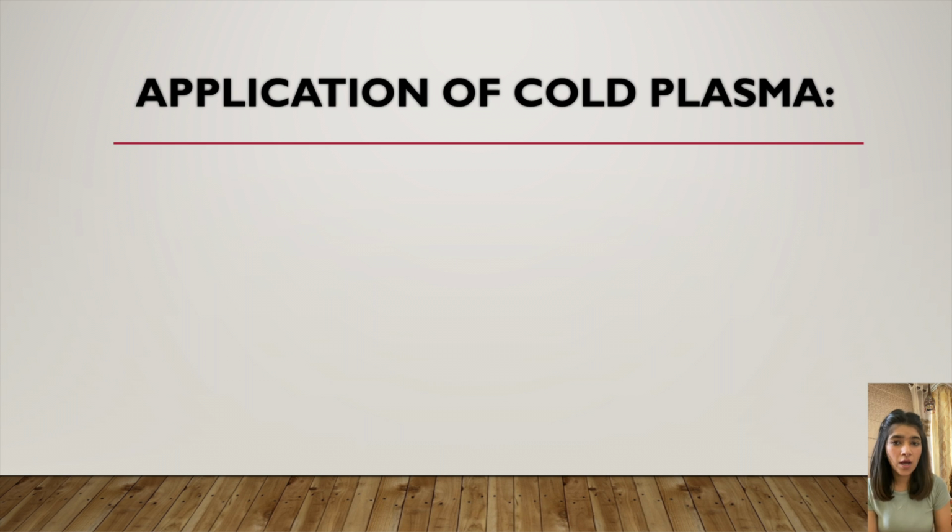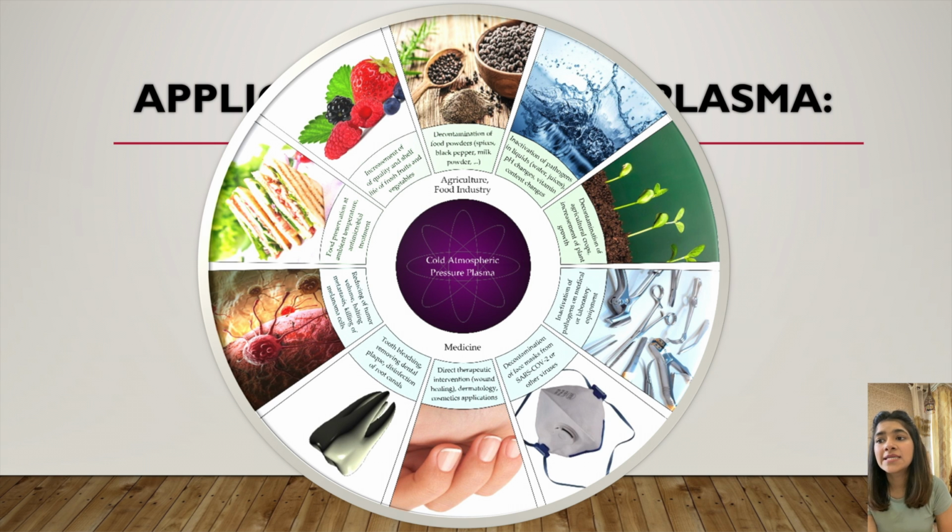Okay, so now we will talk about the applications of cold plasma. Here you can see that cold plasma is very well applicable and doing well in agriculture, the food industry, and the medicine industry. It is doing good work in inactivation of pathogens in liquids, such as water and juices. It changes the pH and vitamin content. Decontamination of food powders such as spices, black pepper, and milk powder is being done. Decontamination of face masks is also done for the SARS-CoV-2 virus and other viruses.